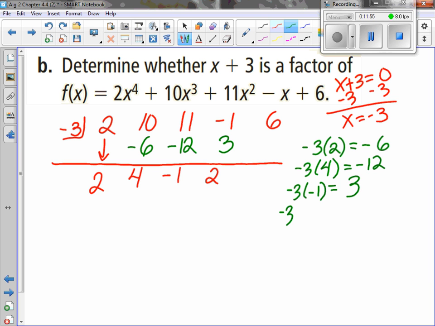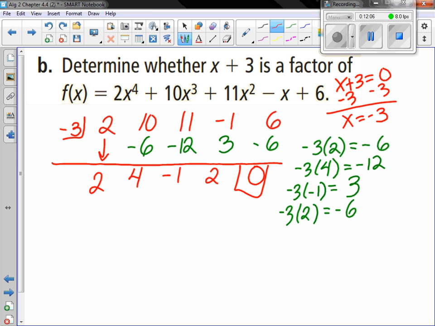And so lastly, we have negative 3 times 2, which is negative 6. And negative 6 plus 6 is 0. So is this a factor? Yes, this is a factor.